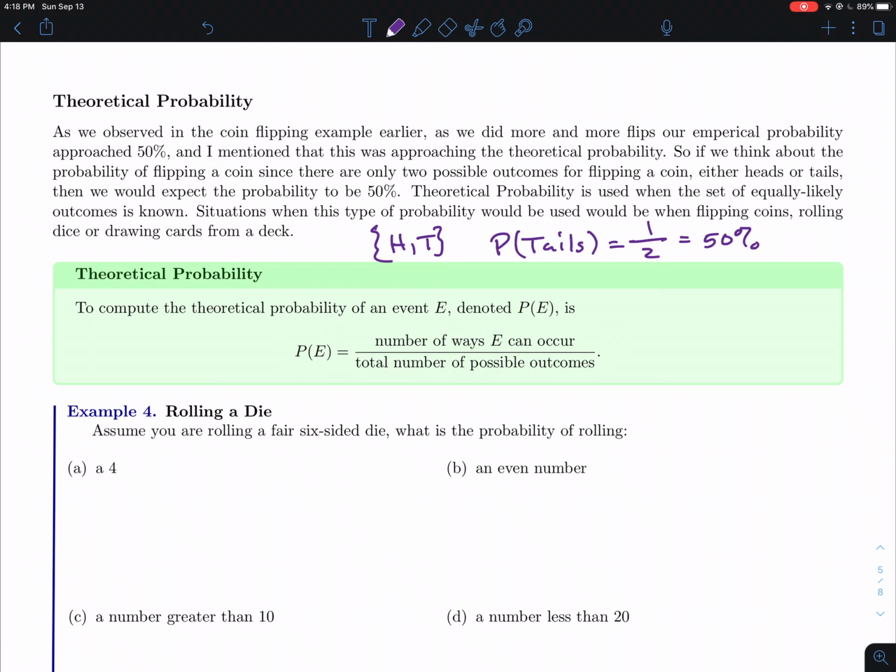So again, for the theoretical, we don't have to actually go through and try things. We don't have to roll the dice. We don't have to flip the coins. We just use what we think should be true. This assumes you're using a fair coin or a fair die. There are things called unfair dice or unfair coins where they're weighted funny so that they roll more towards another number than they should. Everything we're going to do, we're going to assume everything's fair.